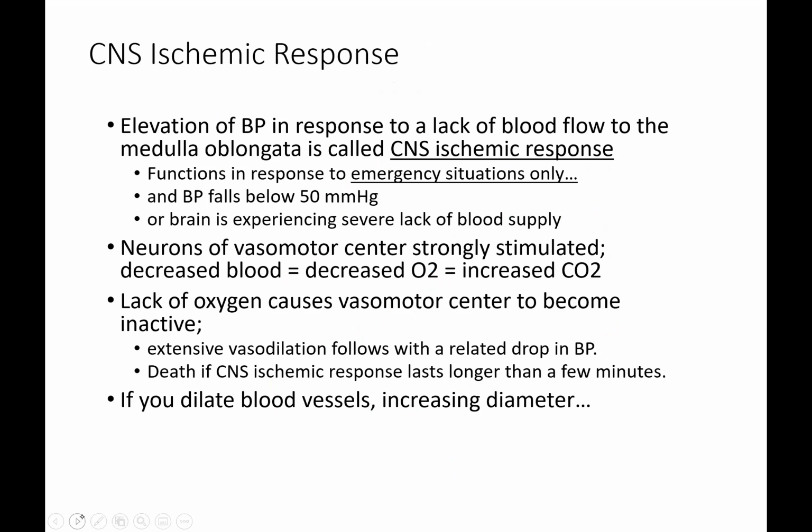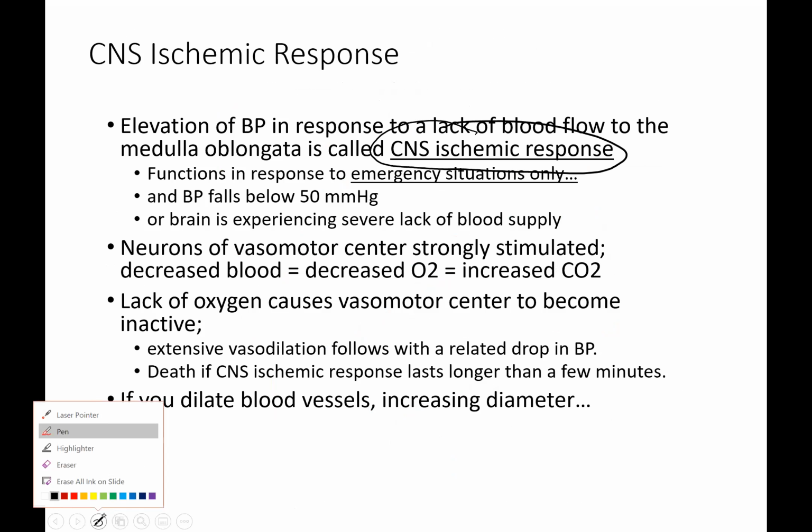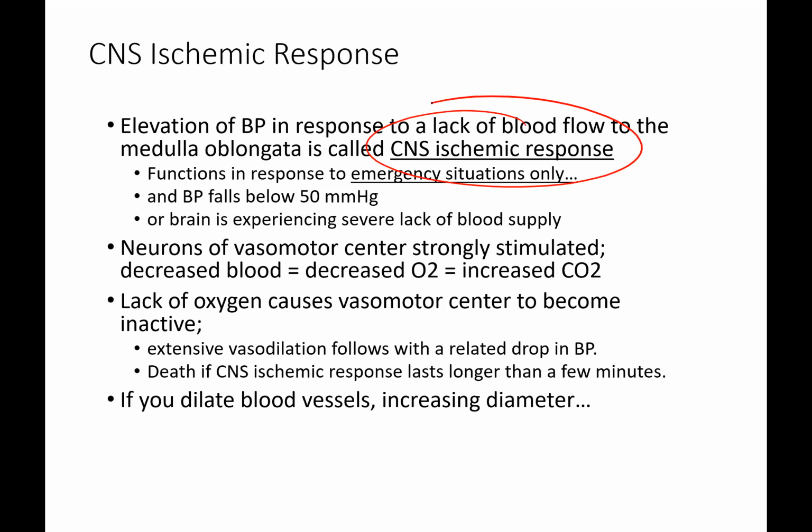Okay, this is getting to a little bit of pathology. So a central nervous system ischemic response. Okay, central nervous system ischemic response is an emergency situation. And it's because your blood pressure is dropping very low and the brain is experiencing a severe lack of blood supply.